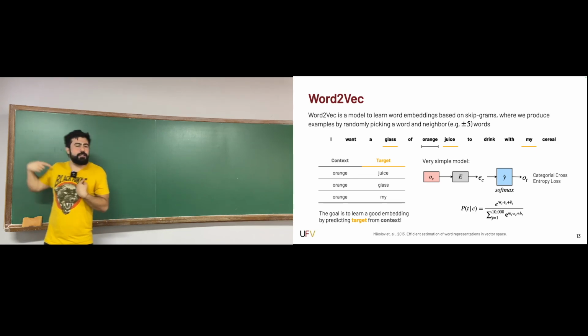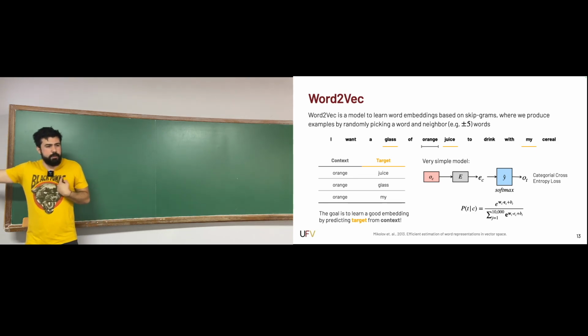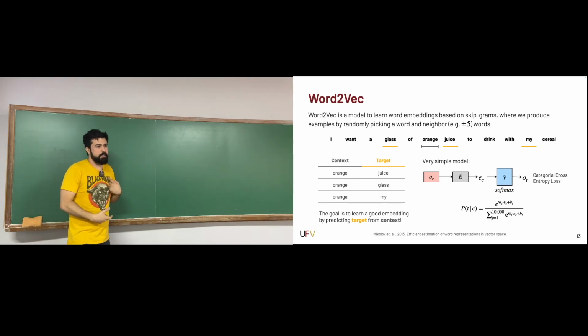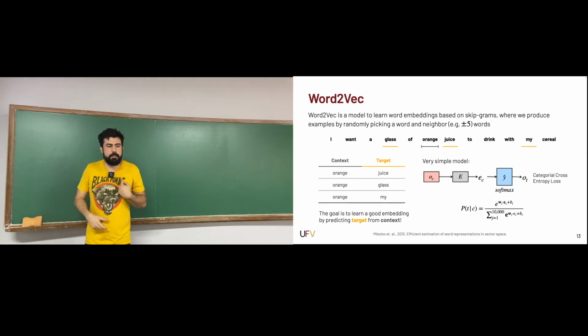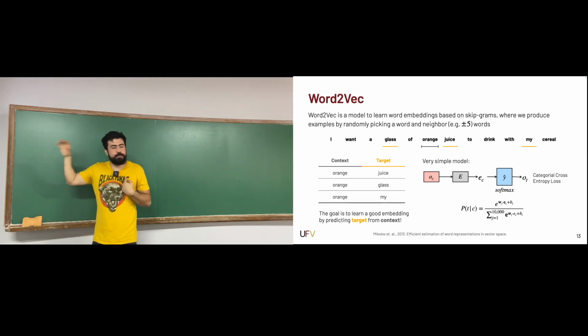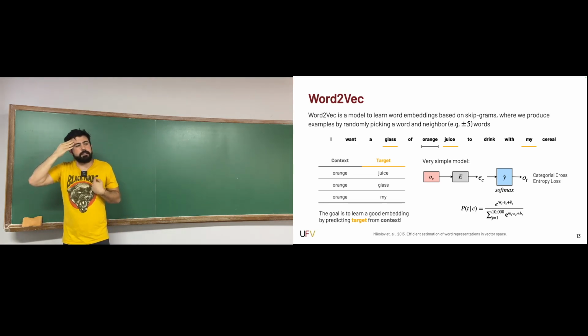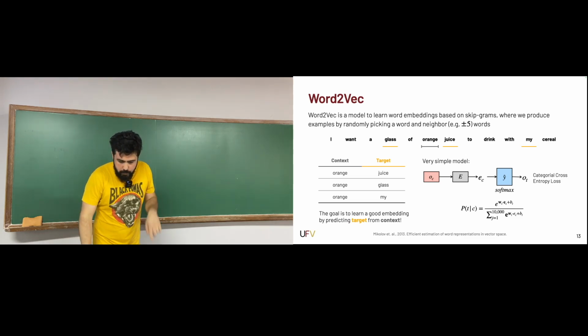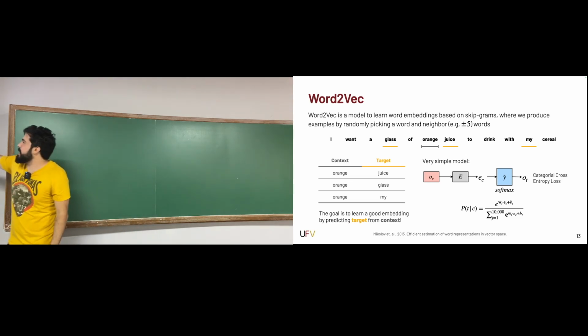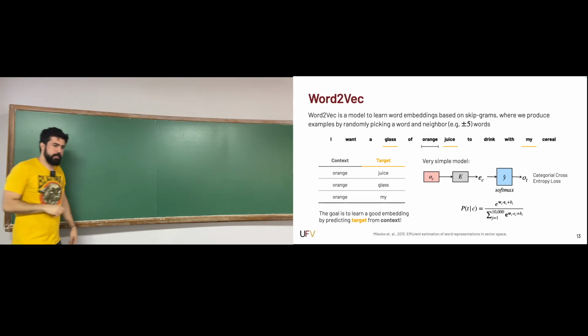But our goal is not to actually use this predictor. Our goal is to use the embeddings that it's going to learn, right? And it actually learns really good embeddings just by doing that, okay? So basically, we're going to throw away the softmax and just pick the E at the end.